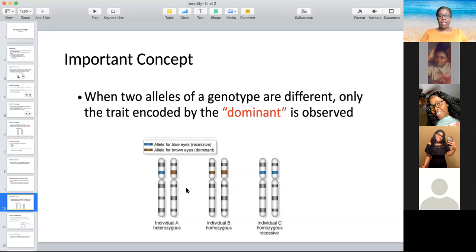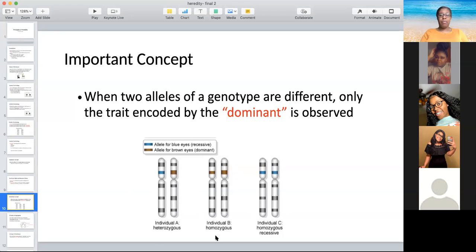Brown eyes. Why, Jada? Because the dominant gene is brown. Yes, because brown is the dominant allele in this pair. Did we all see that? Individual A would have brown eyes, okay? This is a heterozygous pair of alleles. So this individual could theoretically have blue eyes or brown eyes, but because brown is the dominant form of the allele here, this person is going to have brown eyes.